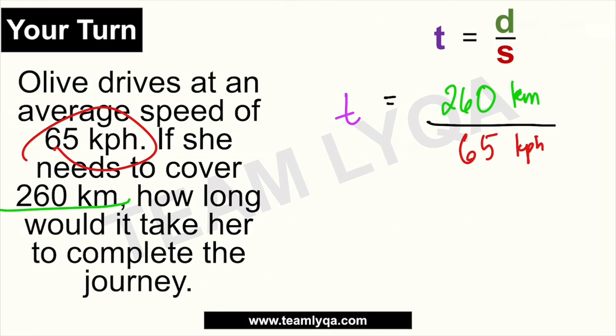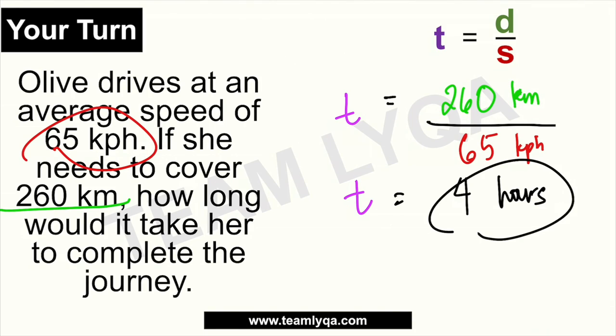Okay? Pero ngayon, medyo fairly simple yung mga tanong natin. We have time is equal to, and 260 divided by 65 is just 4. So, the answer is 4 hours. Okay? So, again, fairly simple. Pero when we come to yung our quiz later, medyo mas tricky na siya.